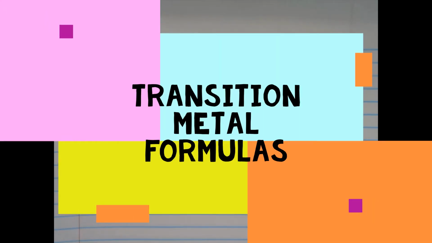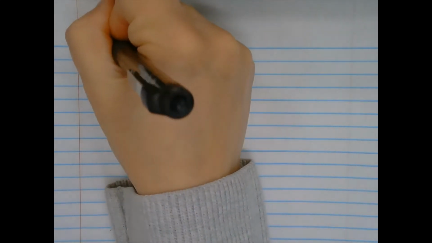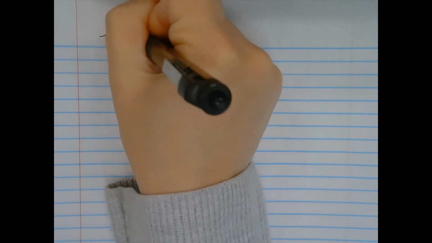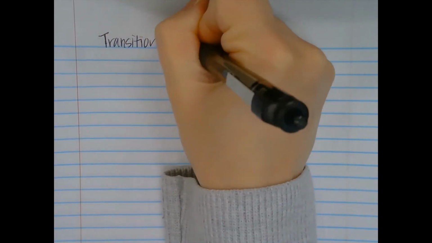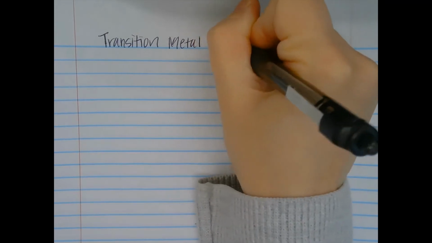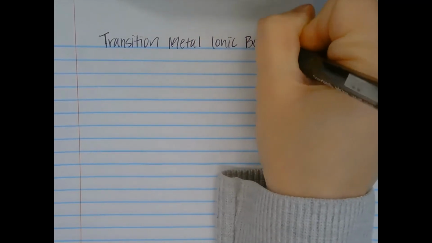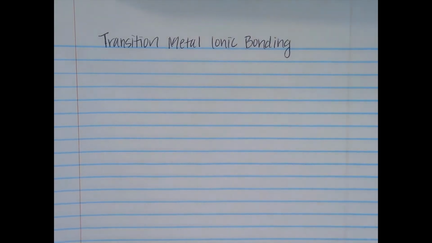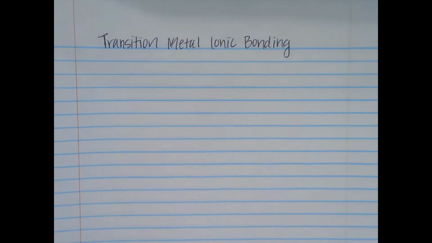Okay, so transition metals. Here we're going to start with transition metal ionic bonding. To review, transition metals are the short columns smack in the middle of the periodic table. They're also called the B group, and the D block because of electron orbitals.